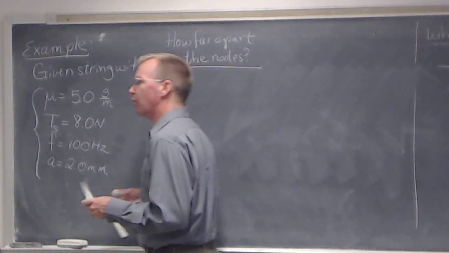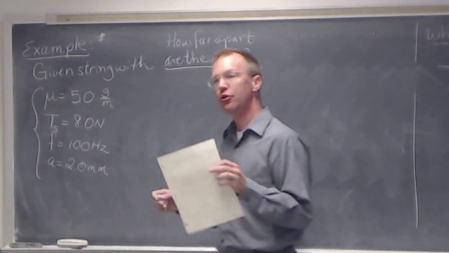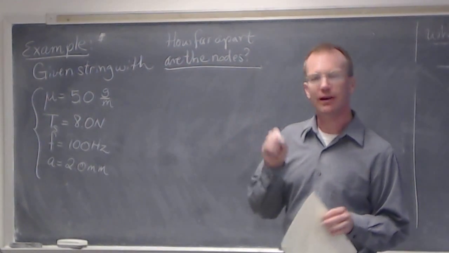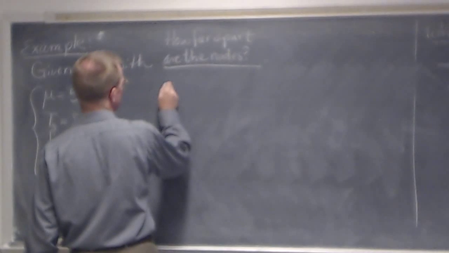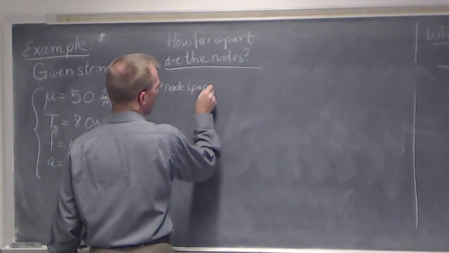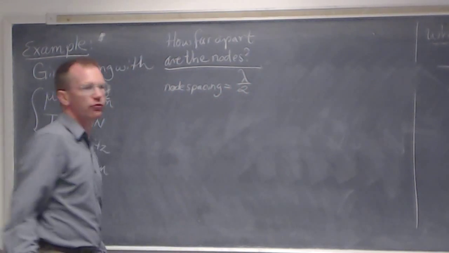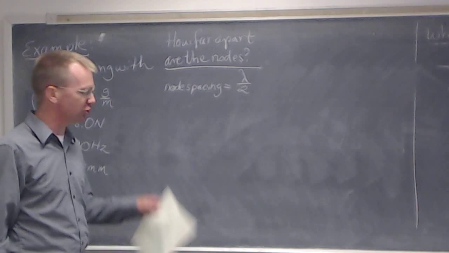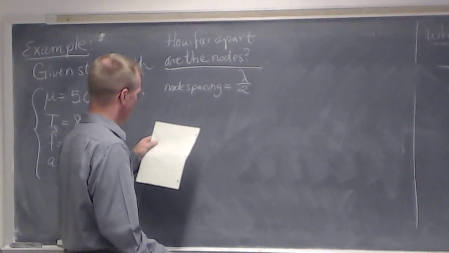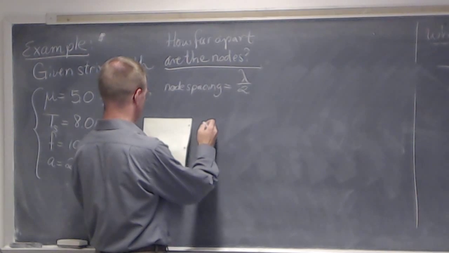Okay, we don't even have to go through all of that mathematics. What we need to remember is that the nodes are spaced out half a wavelength apart. So the node spacing is equal to lambda over 2. Half a wavelength apart. Okay.